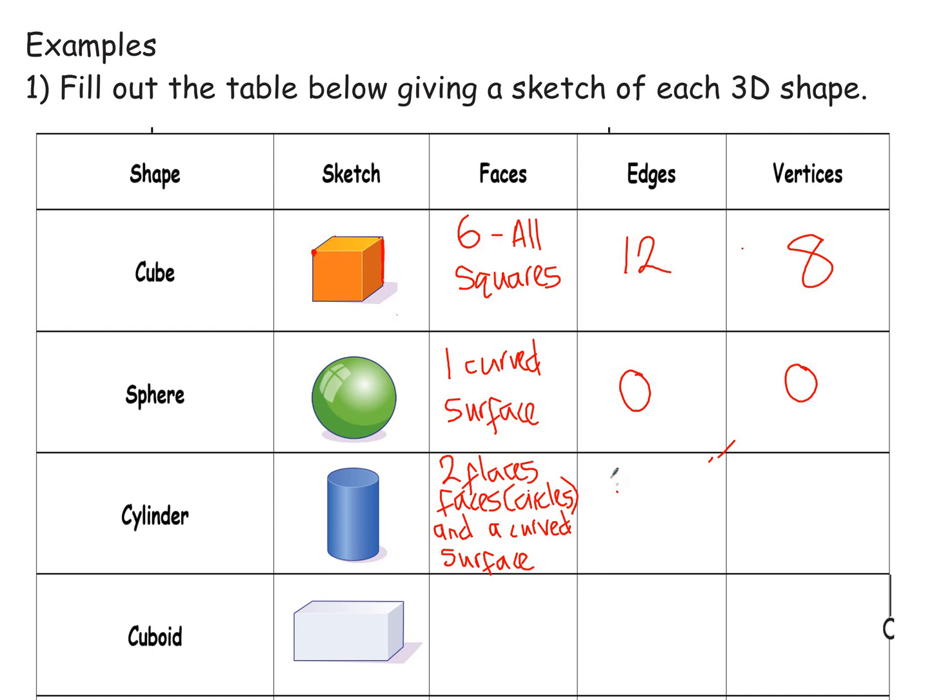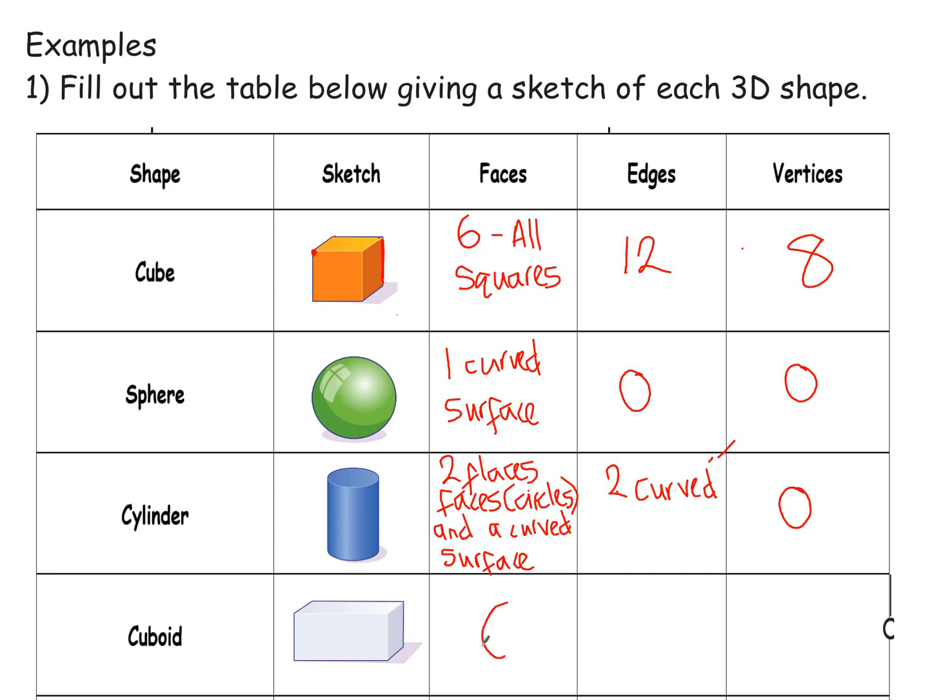It has two curved edges and no vertices, no corners. A cuboid is quite similar to a cube, but the faces are rectangles. So you will definitely have 4 rectangular faces, and then these ends can either be squares or rectangles.